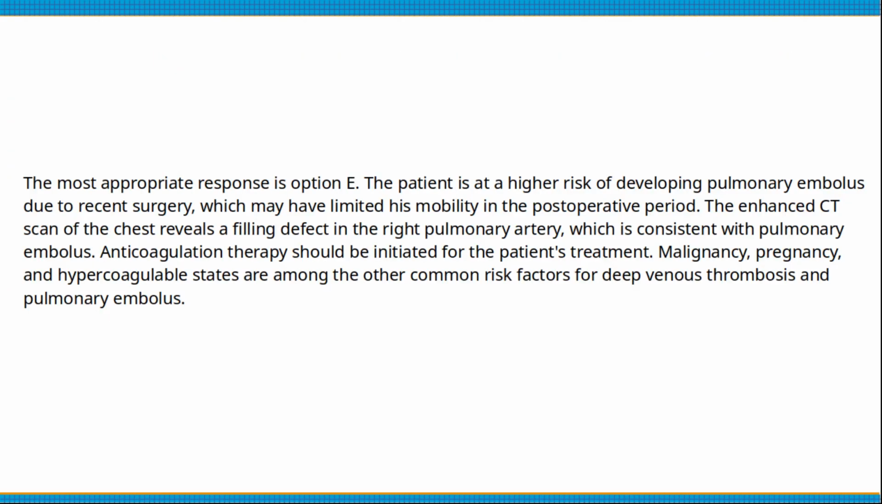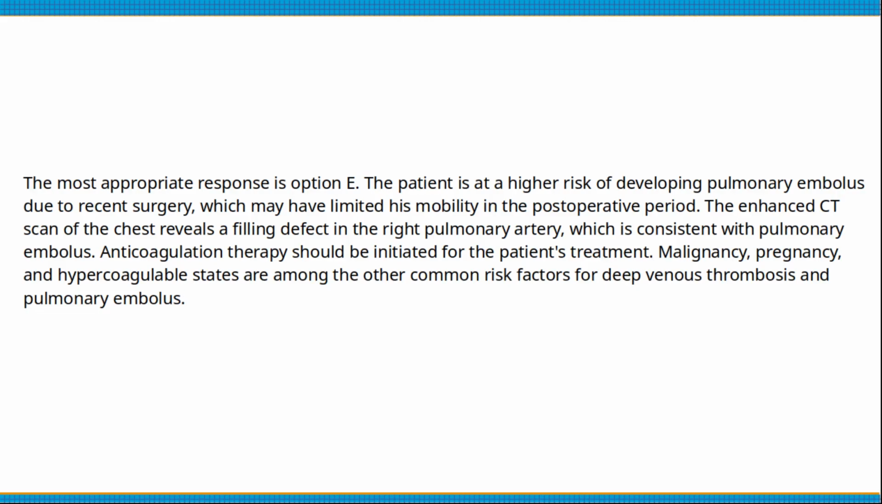The most appropriate response is option E. The patient is at a higher risk of developing pulmonary embolus due to recent surgery, which may have limited his mobility in the postoperative period. The enhanced CT scan of the chest reveals a filling defect in the right pulmonary artery, which is consistent with pulmonary embolus. Anticoagulation therapy should be initiated for the patient's treatment.